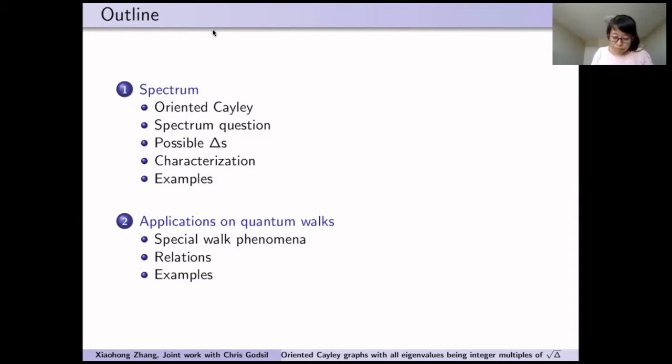So to answer the first question, we will break it into two parts. We first find out what are the possible deltas. Then we find the characterization and see some examples to check how to use the characterization.